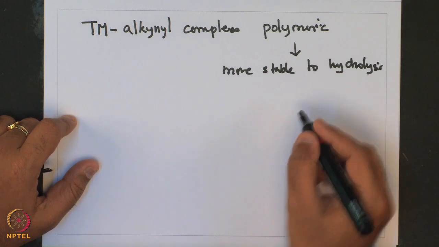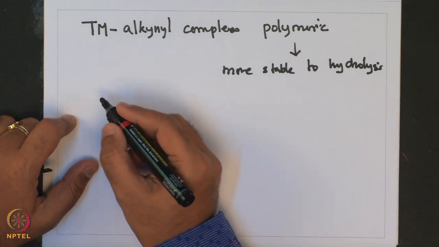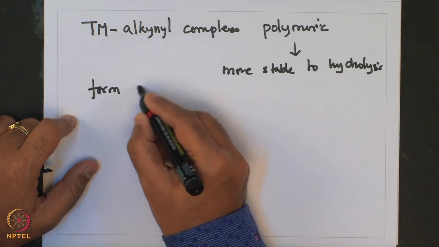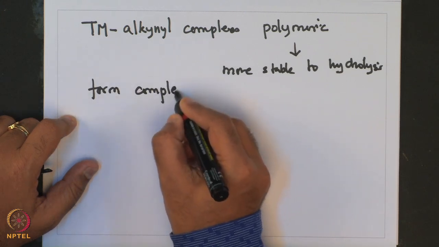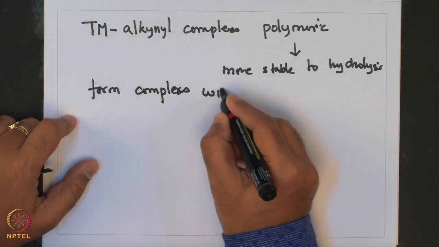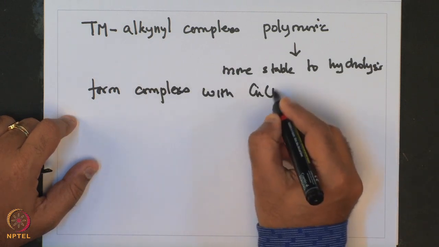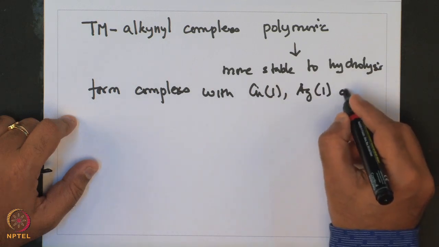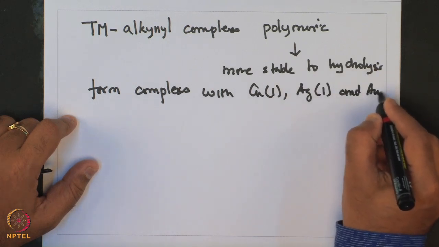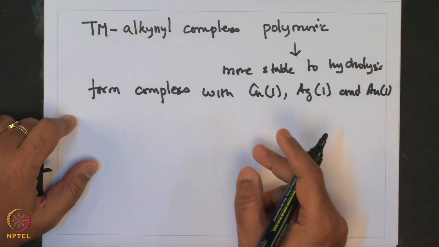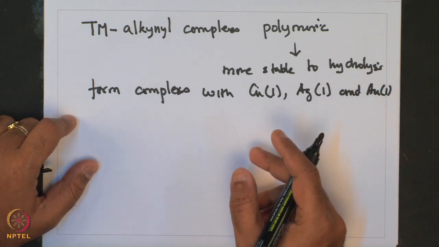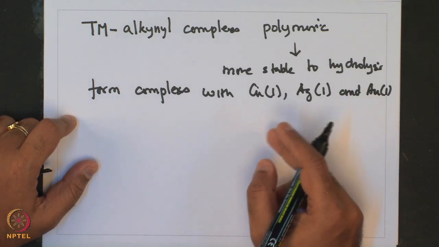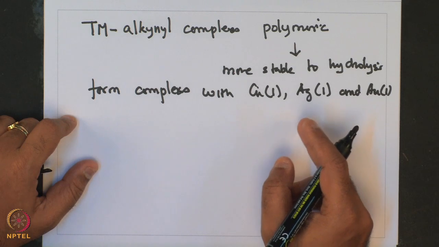But still are explosive. So, they usually form complexes with copper 1, silver 1 and gold 1. These metals are also called carbophilic because they have special preference for forming complexes with this acetylide type of moiety.